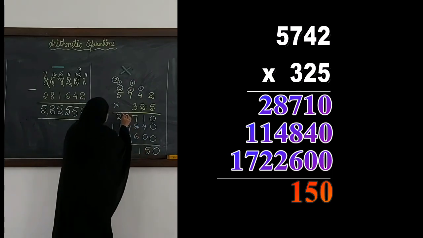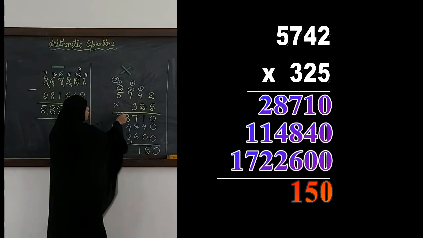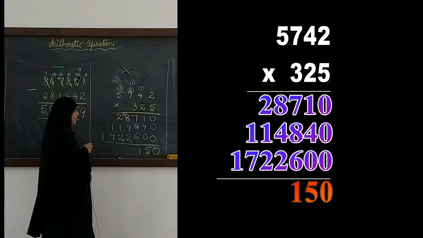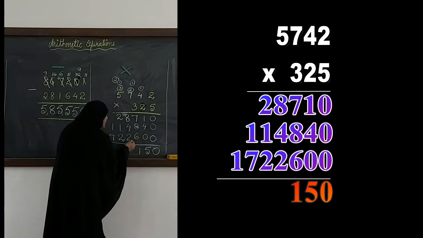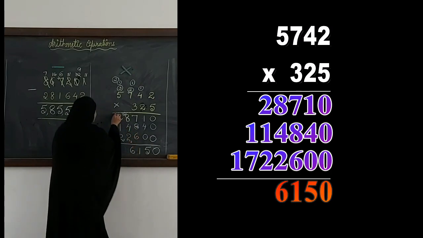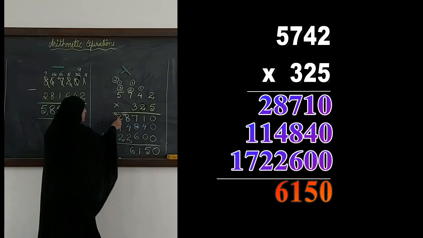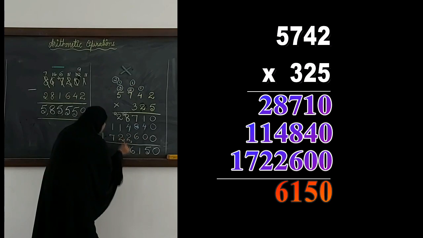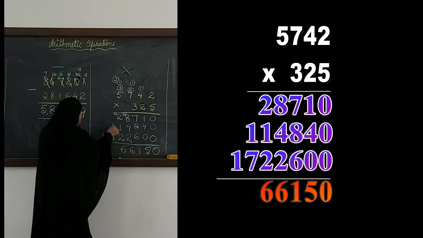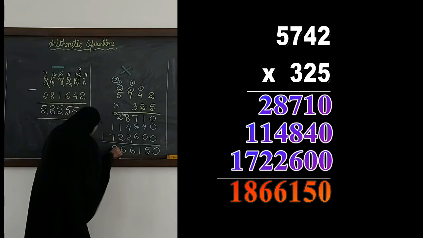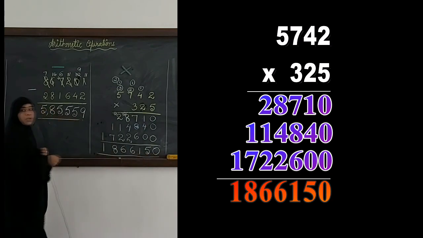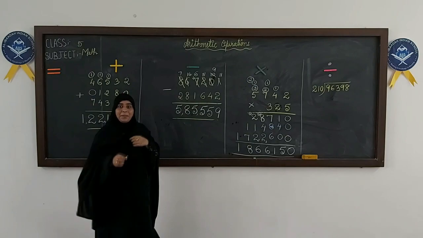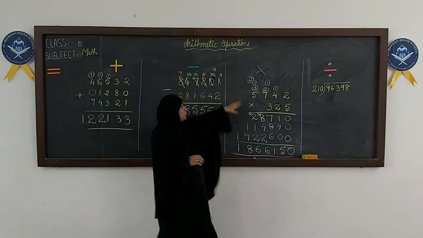21. 2 carried over here. 2 plus 8 is 10. 10 plus 4 14. 14 plus 2 is 16. 6 carry 1 over here. 1 plus 2 is 3. 3 plus 1 is 4. 4 plus 2 is 6. Then we have 1 plus 7 is 8. And last we have 1. So this is our final product that we got after multiplying the two numbers.